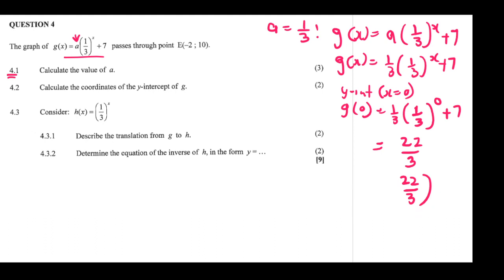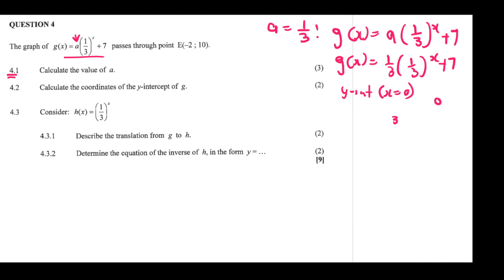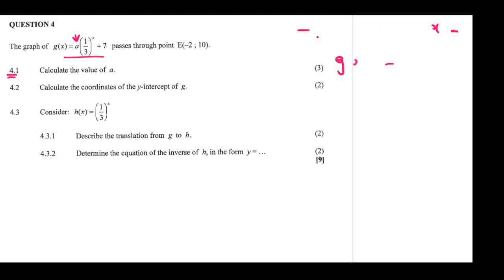Now we're done with this question. We're going to do 4.7. So 4.7 is as follows. We are given an equation of h of x, this one here.